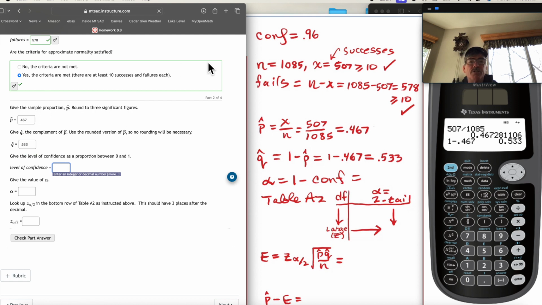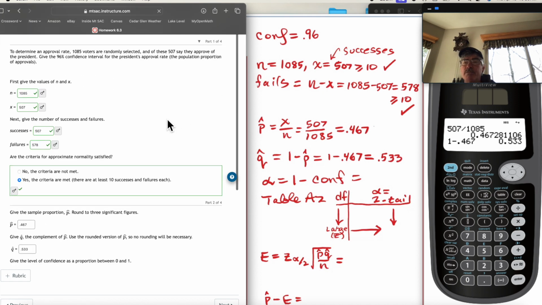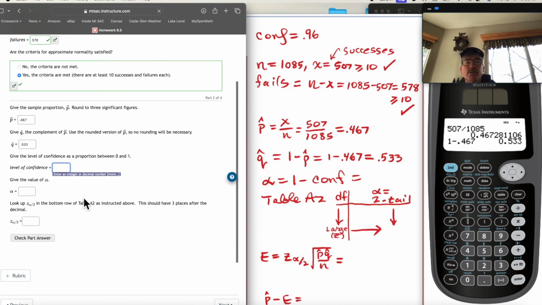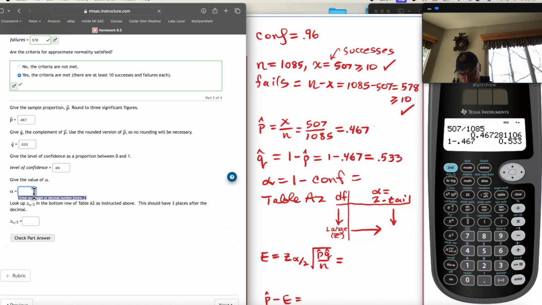Okay, and my level of confidence I put up here was 96%, right? 96% confidence interval, so 0.96. And then our alpha value: alpha is 1 minus the confidence level, so 1 minus 0.96 is the complement of 96%, which is 4%, 0.04. Okay, so we got that, and we put that in. 0.04. And just checking, everything looks good.